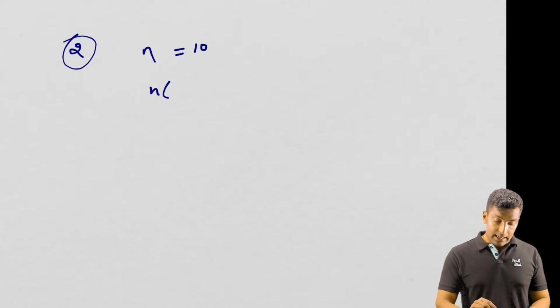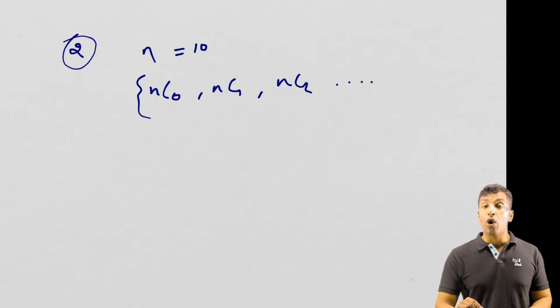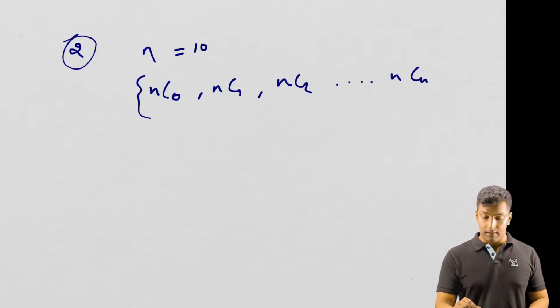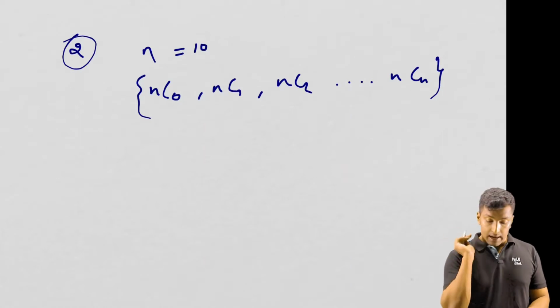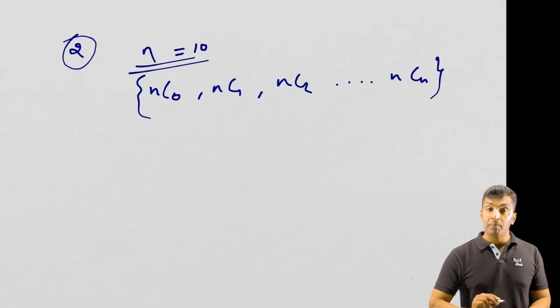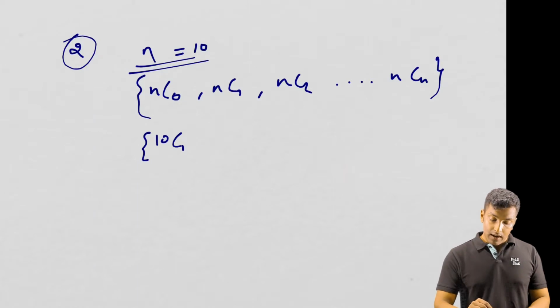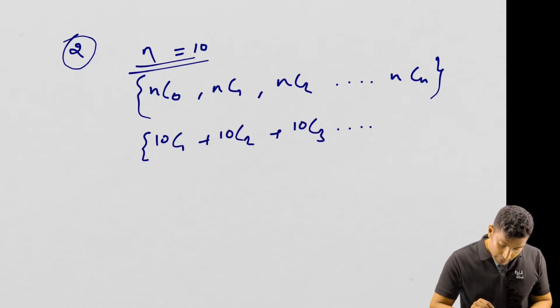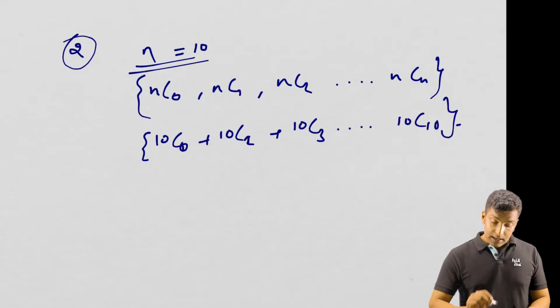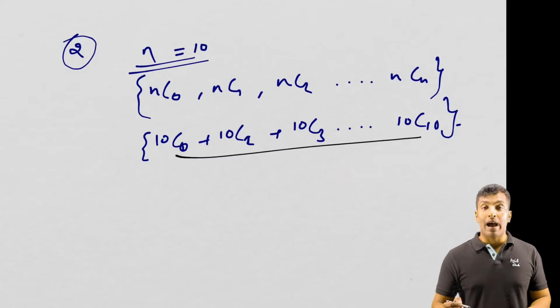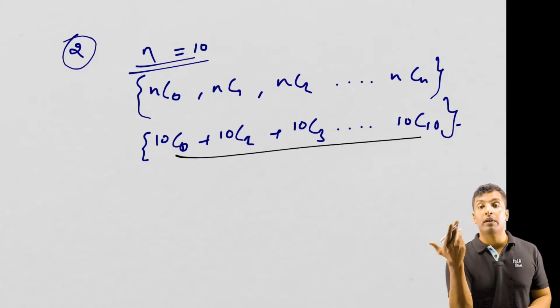It's like nC0, nC1, nC2, etc. All nCr means nCn. Here you can see r varies from 0 to n. So if n is equal to 10, then it will be 10C0 plus 10C1 plus 10C2 plus 10C3, etc., up to 10C10. Now the question is, out of all the values you get in the set, which one will be the highest?